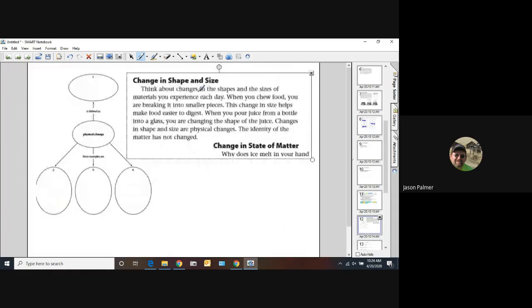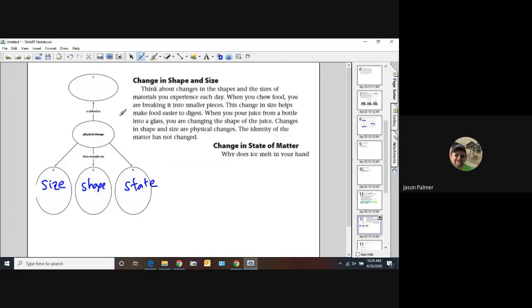Okay, so this is changing shape and changing state of matter. So size, shape, state. And basically you can think of this as still water, but maybe in the form of ice, liquid, or steam.